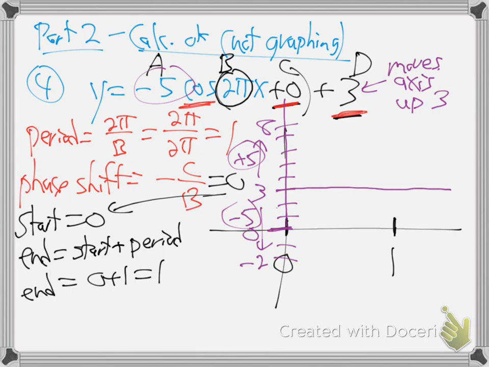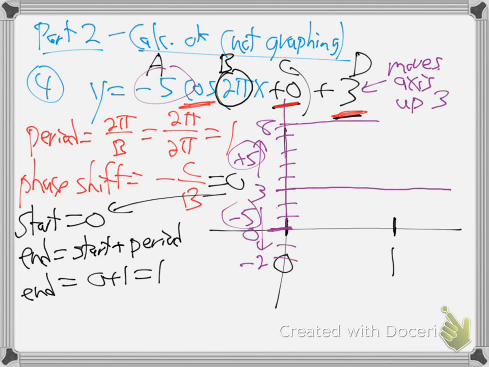Does everybody see that? So the number off to the right, added or subtracted outside the parentheses, moves the midline, the axis, up 3. And then from that middle, whatever amplitude is in the front, that's how far above and below your middle you go. So from 3, go up 5, you're at 8. Go down 5, you're at negative 2. So that's where the graph's going.